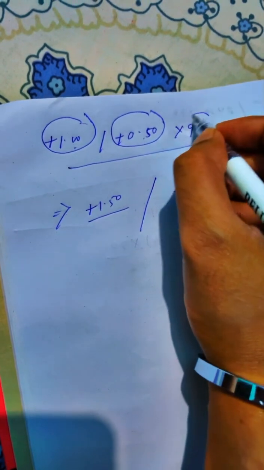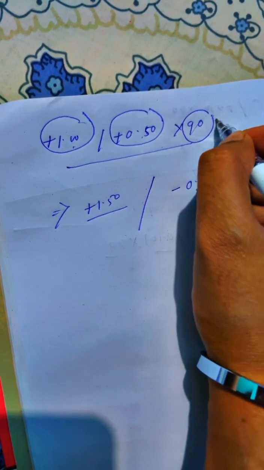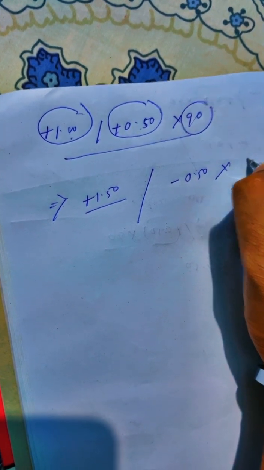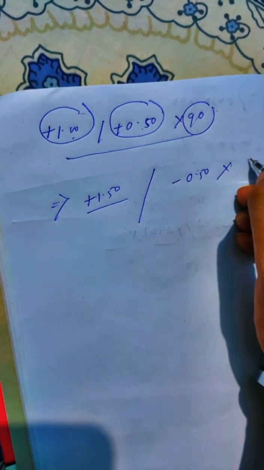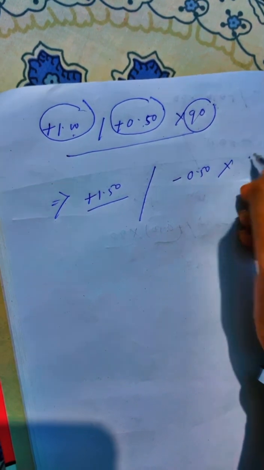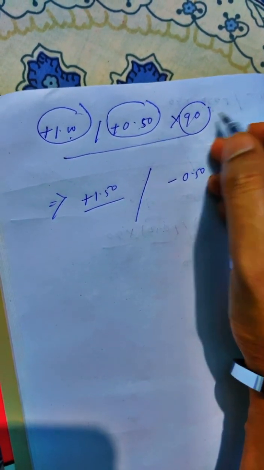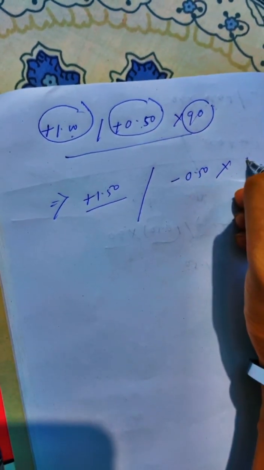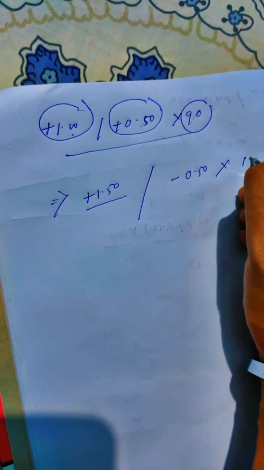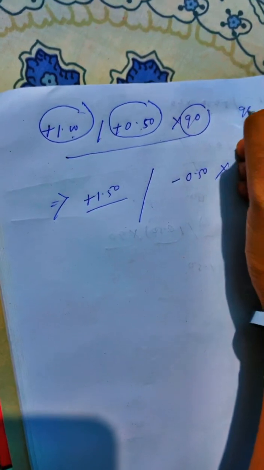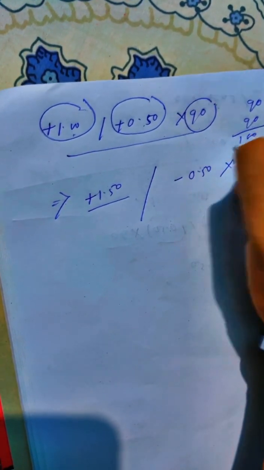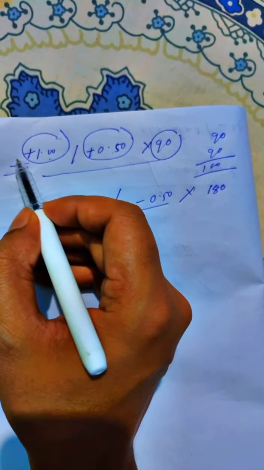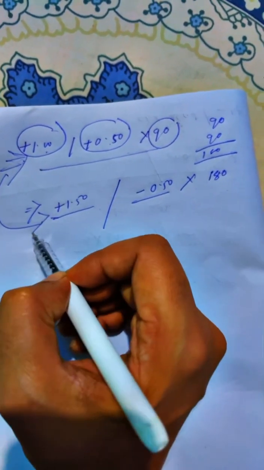And you have to change your axis. The given axis is 90. If the given axis is equal to or less than 90, you have to add 90. If your axis is more than 90, you have to subtract 90. So it is equal to 90, so you have to add 90. Your opposite axis will be 180. 90 plus 90, 180, right? So now you got the cylinder in minus format. If you do the transposition of this, you will get this as your answer.